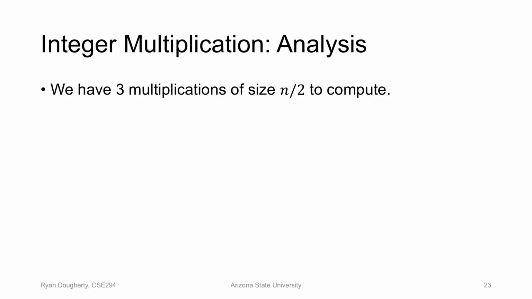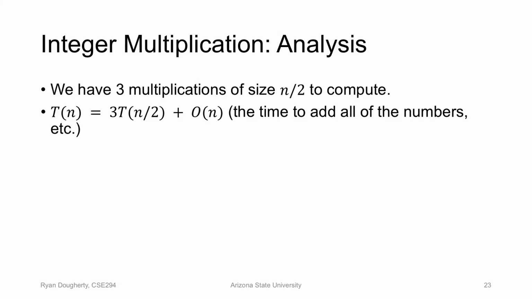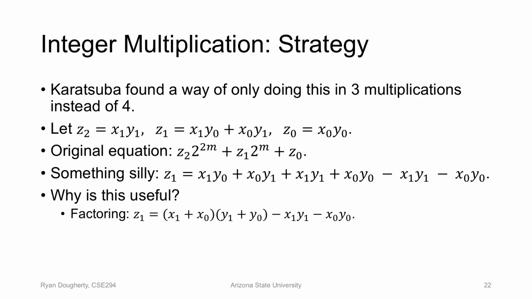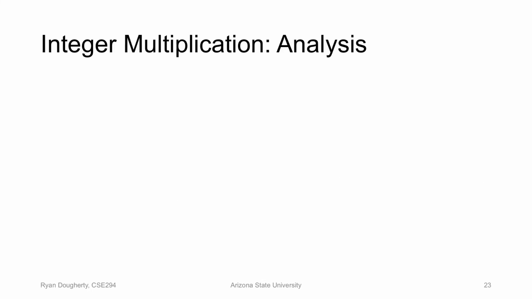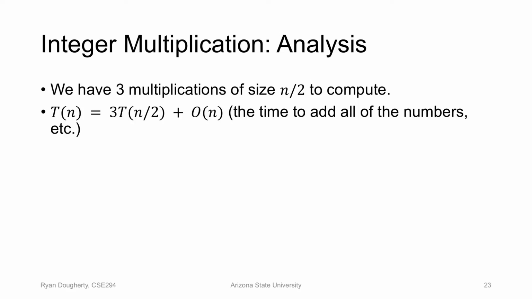So we have 3 multiplications now of size n over 2. So the recurrence is now, instead of 4 T(n/2), it's now 3. And since all we're doing at the end, once we compute z2, z1, z0, is those shifts, which take O(n) time. So it's basically factored out here. And then just additions, which takes O(n) time again. So it basically doesn't do anything to the O(n) here. So it still remains O(n), which is nice.